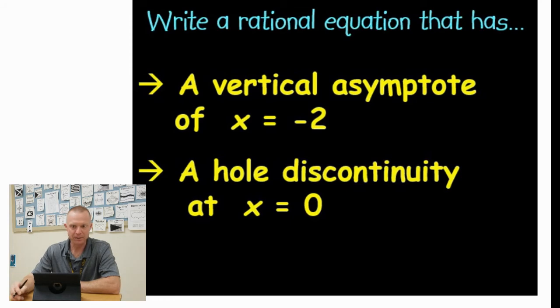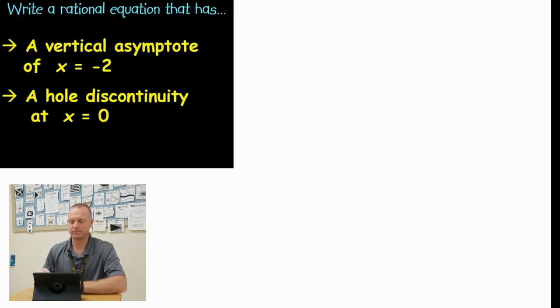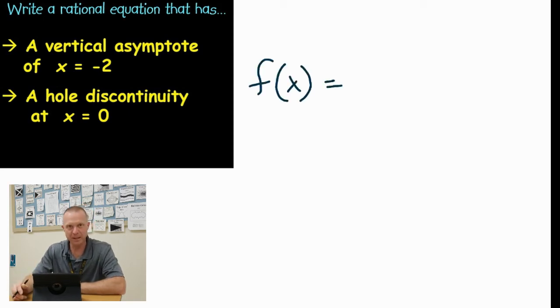Good problem to try. I don't know, is there any catch to it? Is there anything that you have to be careful about? We have a vertical asymptote at -2. We've got a hole at 0. I hope you're not just waiting for me. Why don't you guys see if you can write this equation?